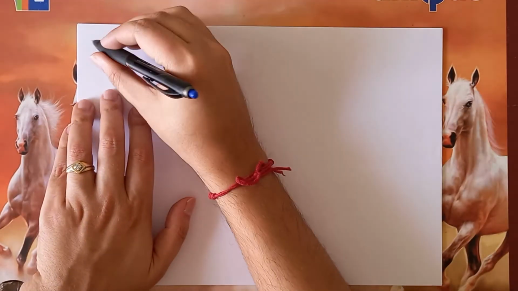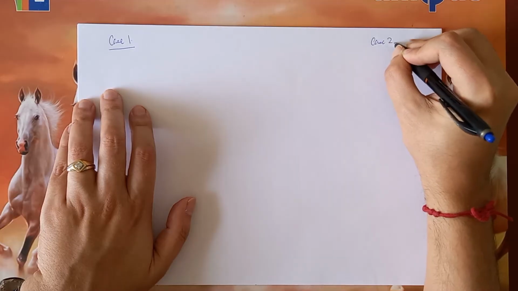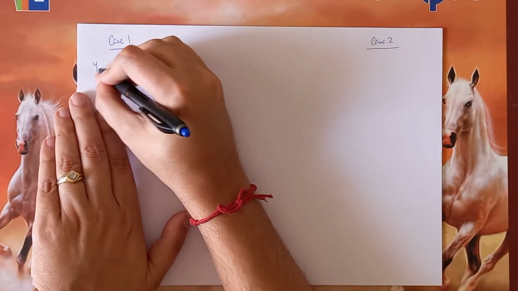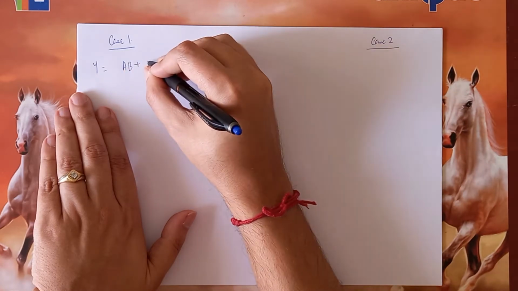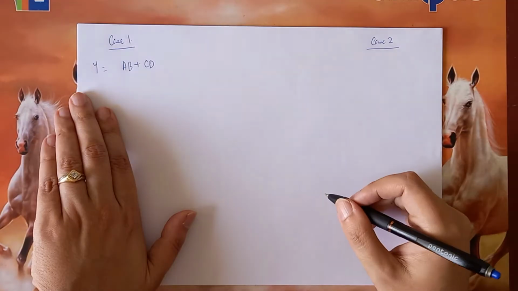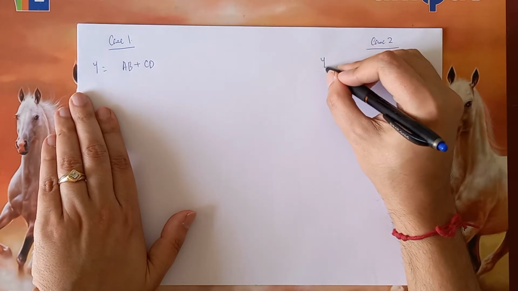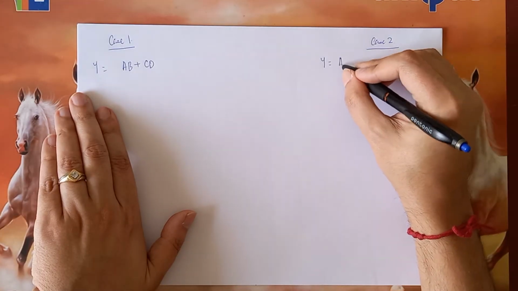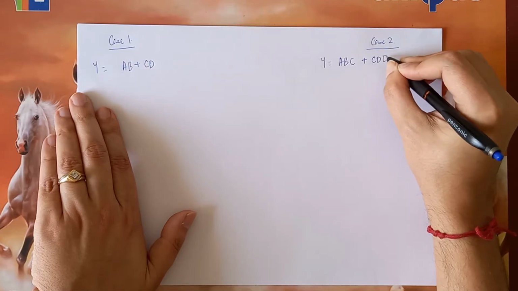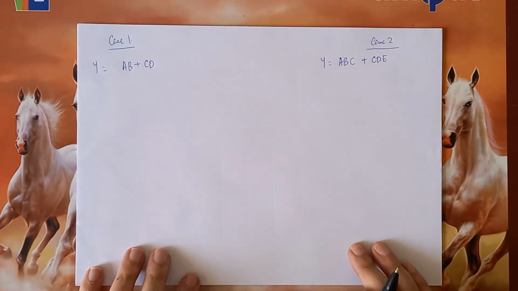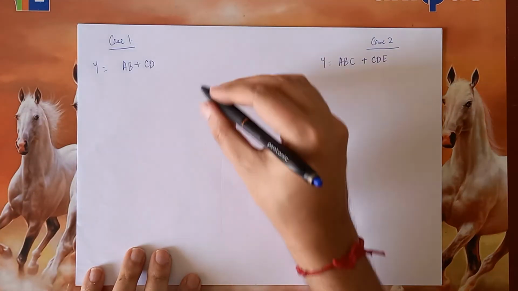So let us say I have two expressions. Let's say I have case 1 and case 2. I have an expression, let us say y equals ab plus cd. And in the second case, let's say I have y equals abc plus cde. Now, for both cases, we will need a total of 3 NAND gates.